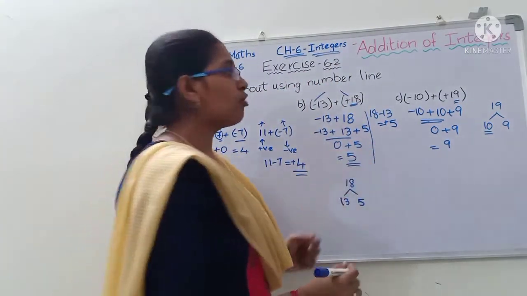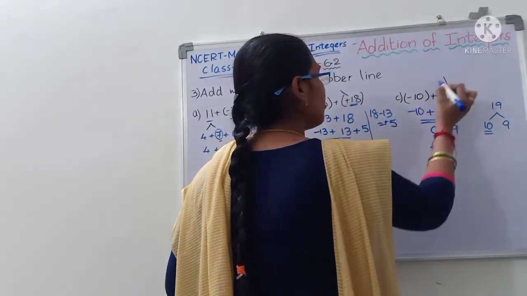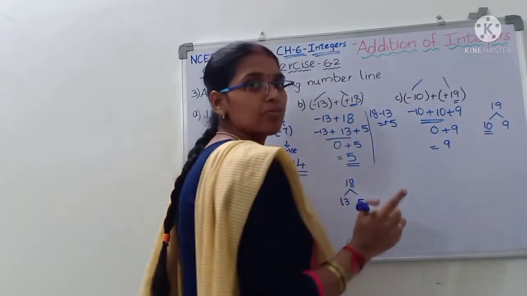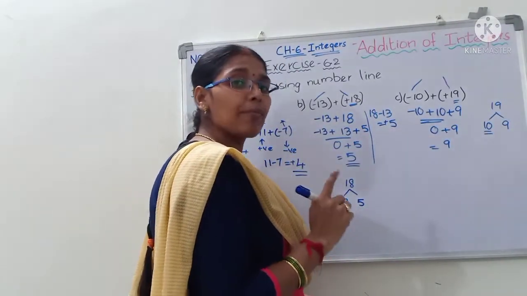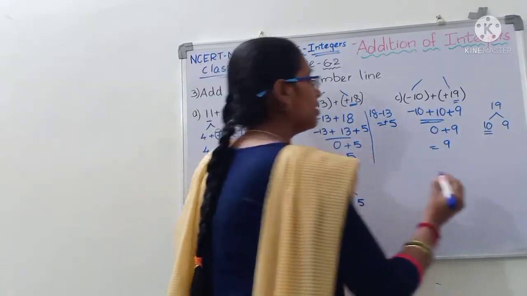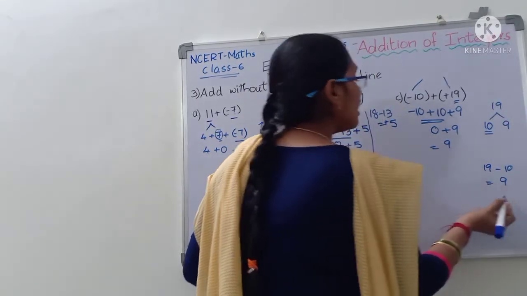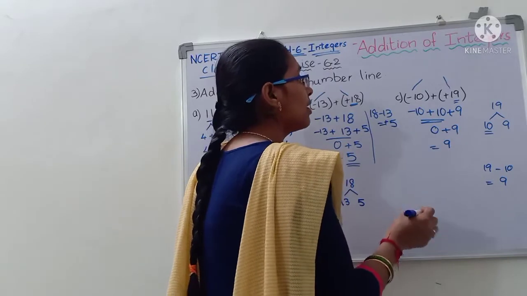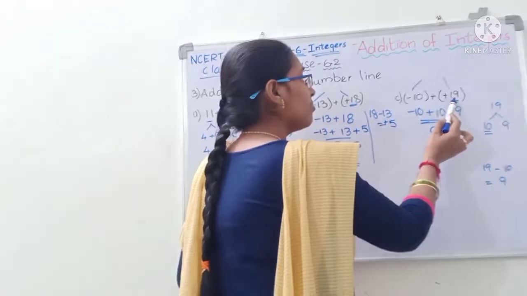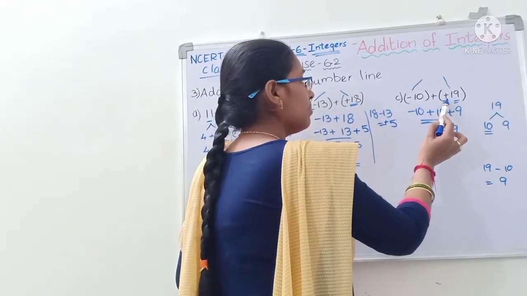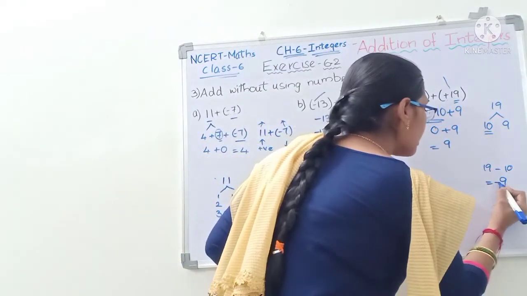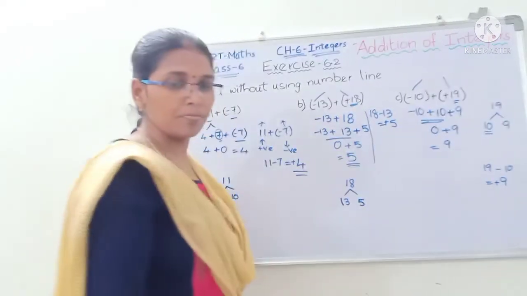What is the direct way of solving, children? One is positive number, another is negative. If one is positive and another is negative, subtract the small number from big number. 19 minus 10. Answer is 9. Then the second step, check the sign of big number. What is the sign of big number here? 19 is a big number, sign is positive. So the answer is plus 9.